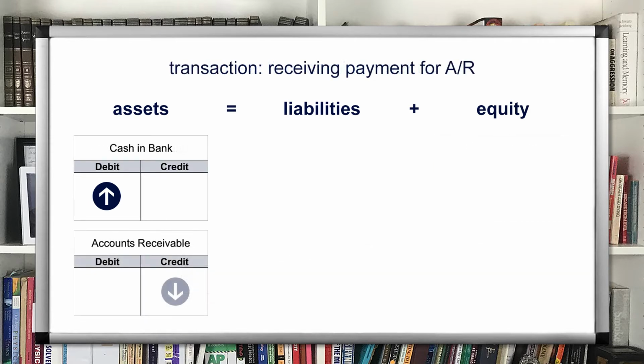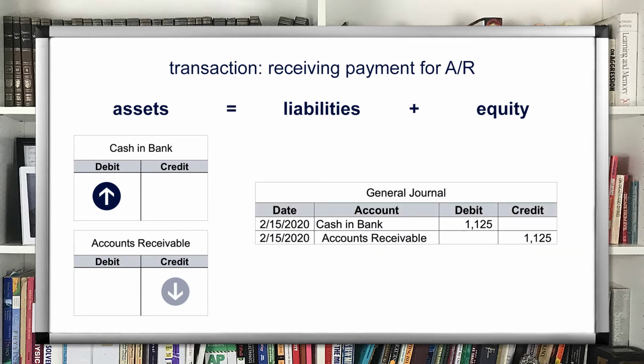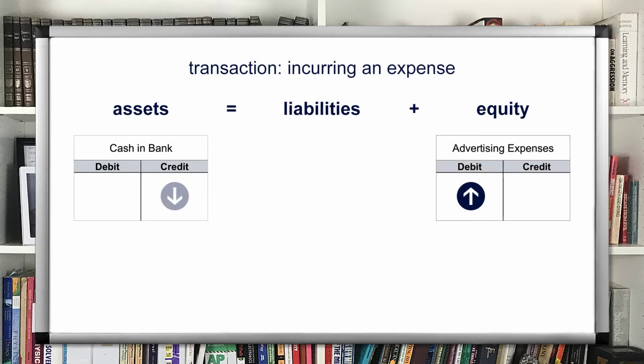When the firm receives a payment from the customer to repay their account, accounts receivable receives a credit to decrease the balance, and cash receives the offsetting debit, which increases the balance. The transactions would be recorded like this. Now, let's look at an expense transaction.